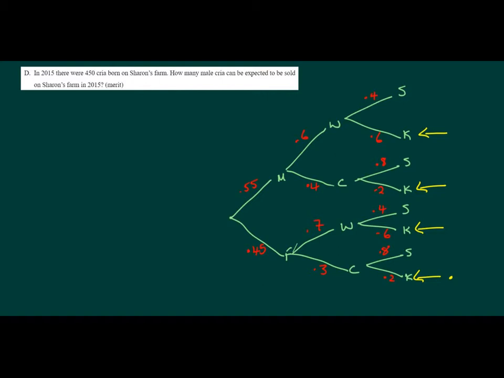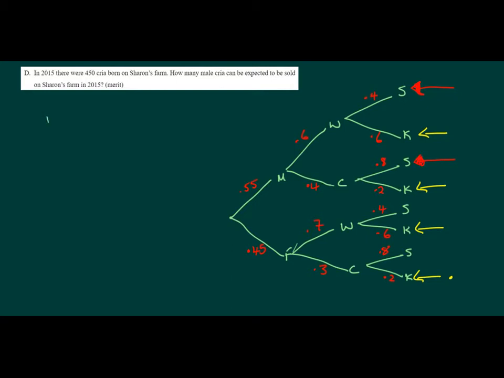So if we look at this last question, in 2015 there were 450 cria born on Sharon's farm. How many male cria can be expected to be sold on Sharon's farm in 2015? So this is a merit question. So what we need to do here is just ignore the yellow arrows here for a second. We're looking at how many male cria can be expected to be sold. So I'll use the red arrows on this one here. So we're looking for that one, and we're looking for that one because those are the male cria that are sold.